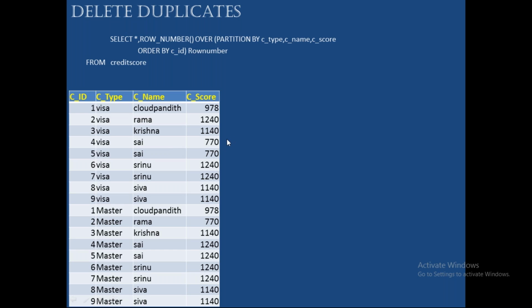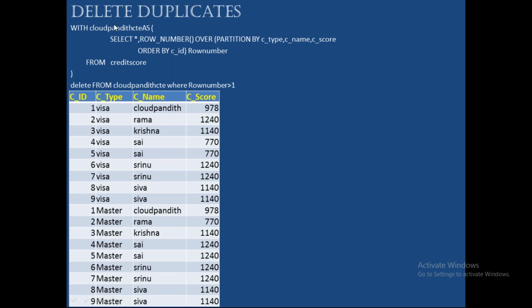So that's why what you will get here is 1 and 2. Here also you have 2, so you'll get 1 and 2. Here also you have 2, 1 and 2 you get. Once I have that row number, this result I will assign to a temporary table called CTE. This is called a CTE expression.